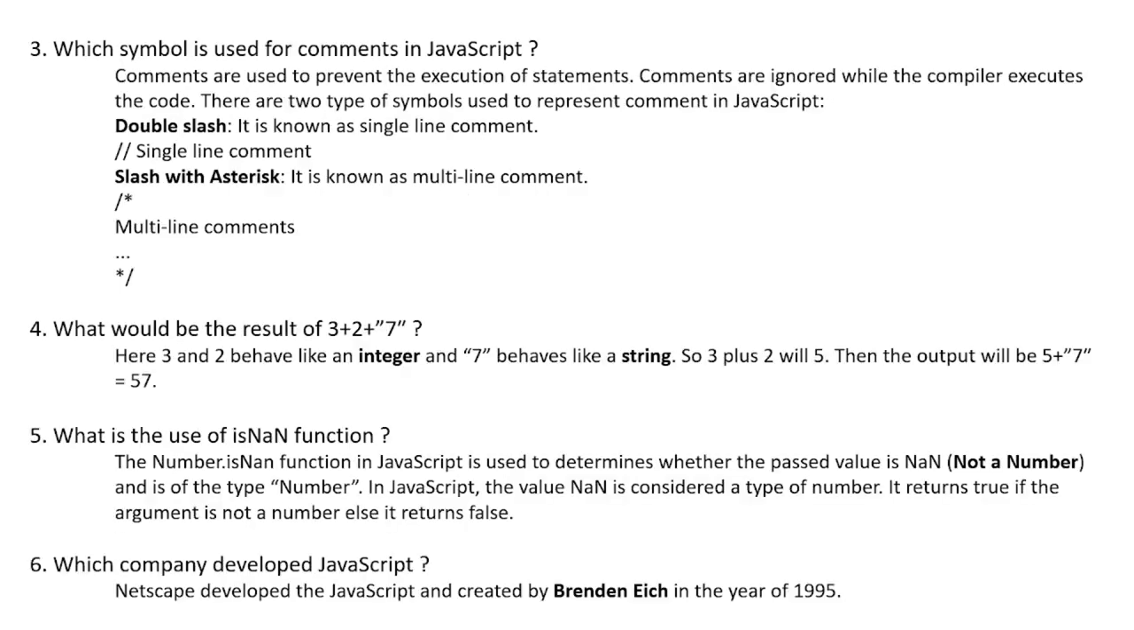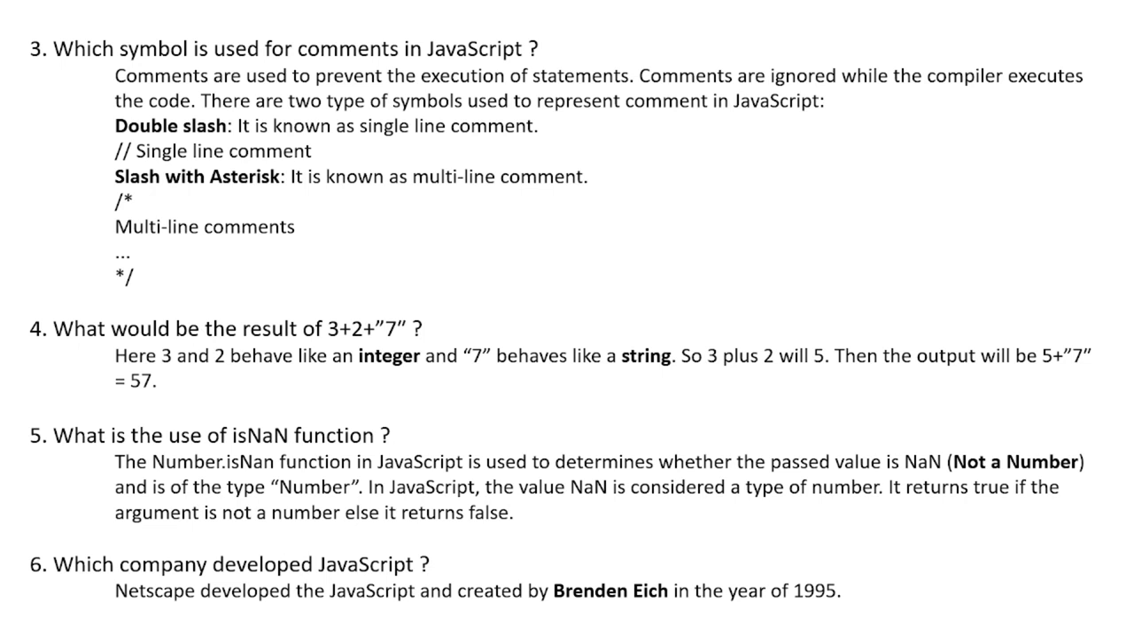Question 3. Which symbol is used for comments in JavaScript? Answer. Comments are used to prevent the execution of statements. Comments are ignored while the compiler executes the code. There are two types of symbols used to represent comments in JavaScript. // is known as a single-line comment. / with an asterisk is known as a multi-line comment.